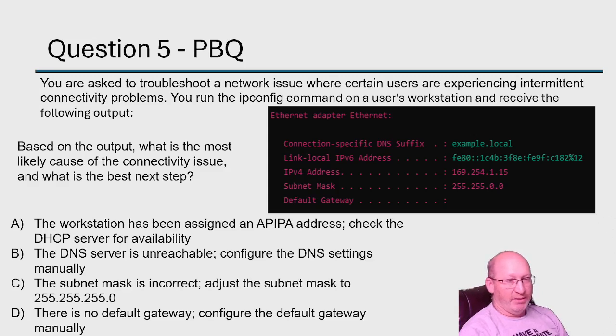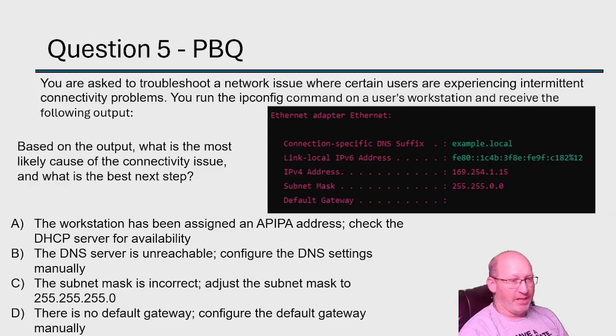Then we have B. The DNS server is unreachable. Configure the DNS settings manually. I don't think B makes any sense. There is nothing on here that identifies the DNS server. There's nothing on here for DNS settings. There's nothing in this log that points to DNS whatsoever. And then we have A. The workstation has been assigned an APIPA address. Check the DHCP server for availability.